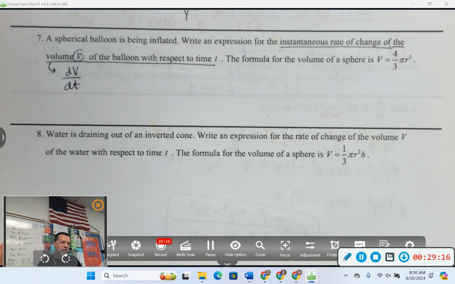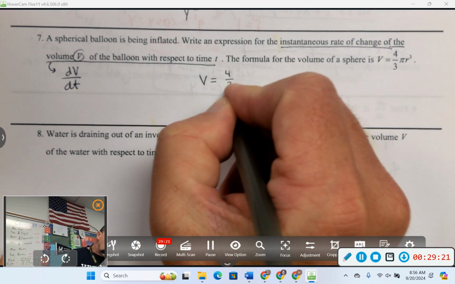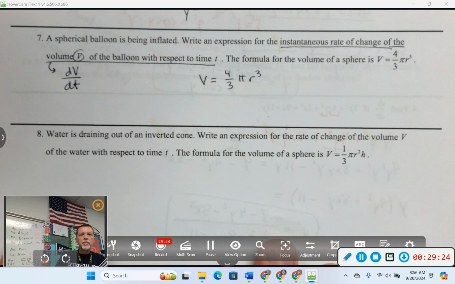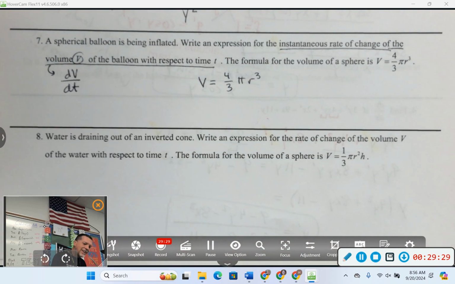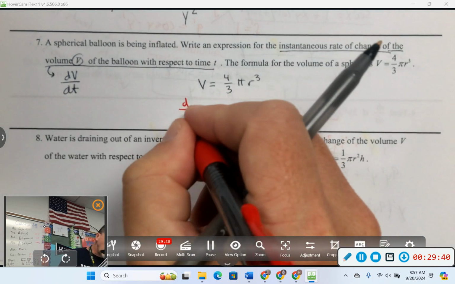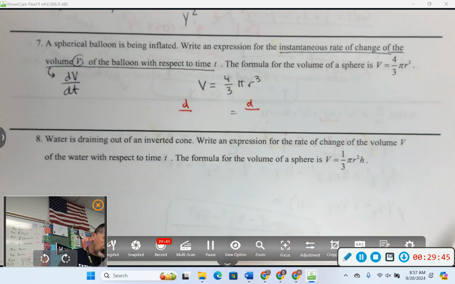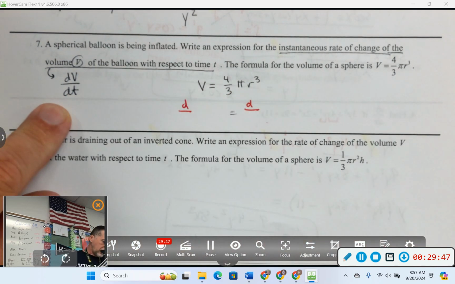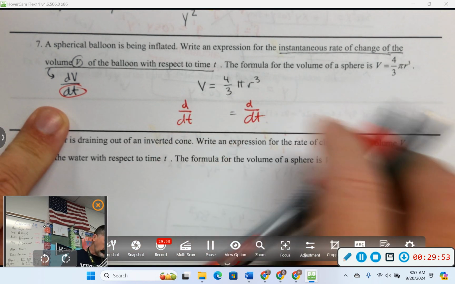And they were kind enough to give us a volume expression. 4/3 pi r cubed. All right, if I want dV/dt to show up, what derivative should I take? It's different than all the other derivatives we've taken today. I need to take a derivative with respect to, if I want dt in the bottom, I'll need to take derivative with respect to time.